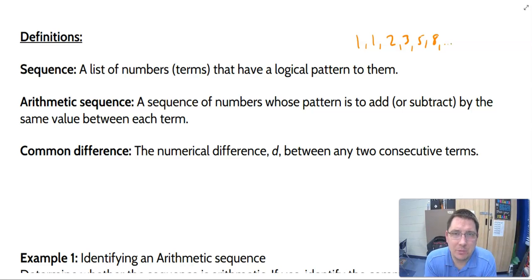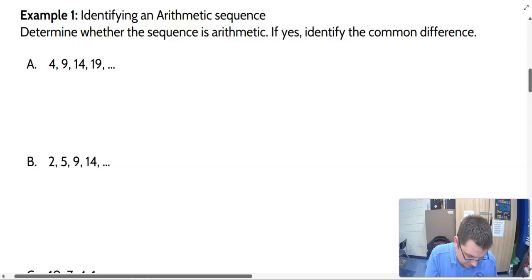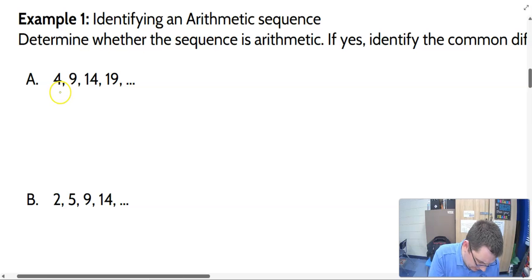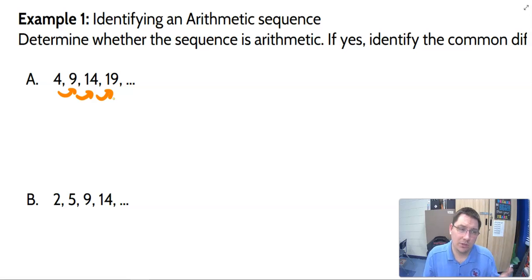We're going to look at some examples of how to identify arithmetic sequences, how to write them, and how to find later terms, and that's what we're going to look at in these examples today. So in example 1, we're going to determine if something is arithmetic or not. We said that to be arithmetic, the common difference has to be the same from one term to the next. When we look at a sequence like example A here, what we're looking for is, can I go from 4 to 9, and 9 to 14, and 14 to 19, and the pattern will be the same every time. So what does it take to go from 4 to 9?